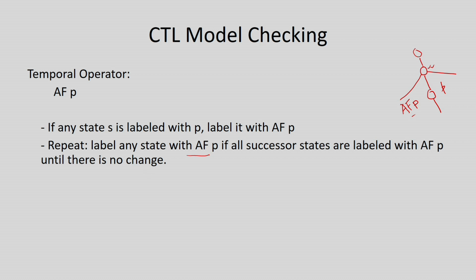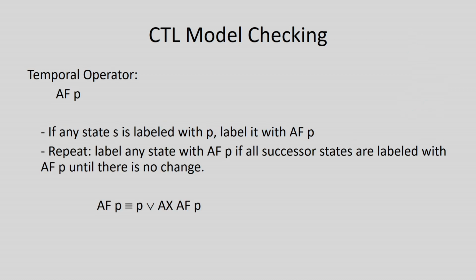Until there is no change, what does it mean? First I start from this state, then I collect it, then I look for its predecessors across all the transitions of the given graph, and if we cannot add any more states, then we stop there. So, repeat until no change means we are not going to get any new states.